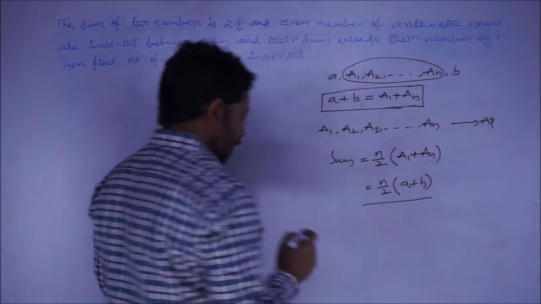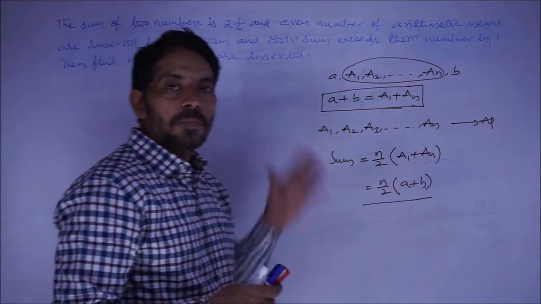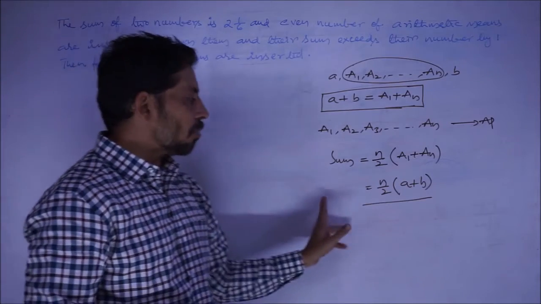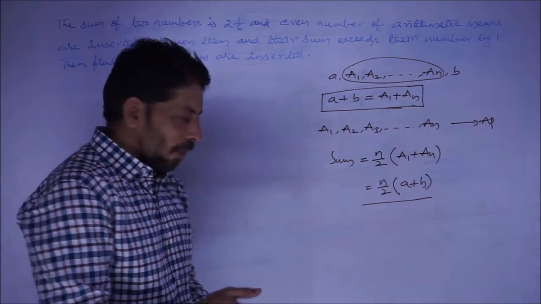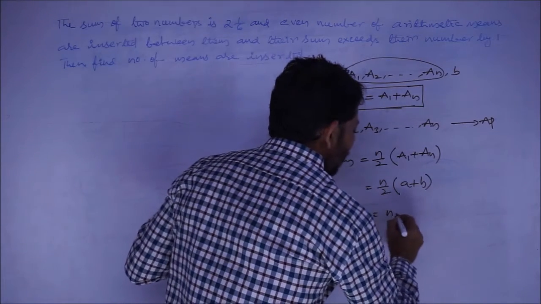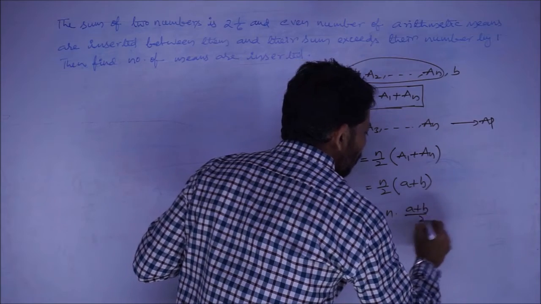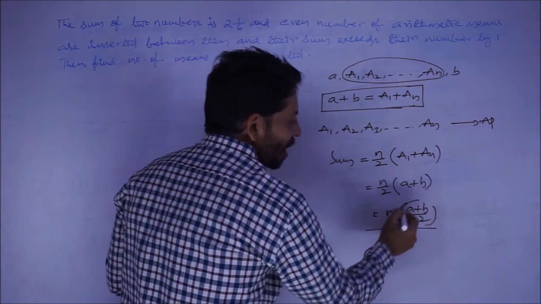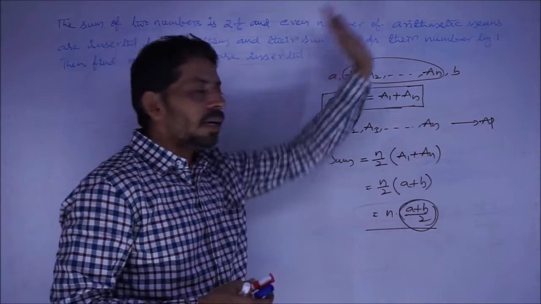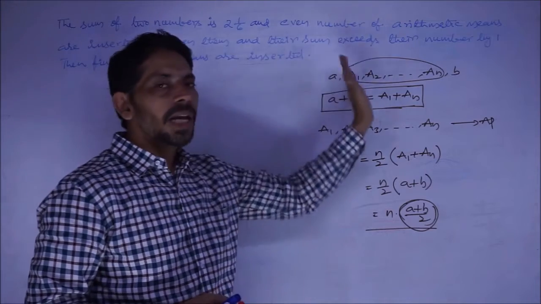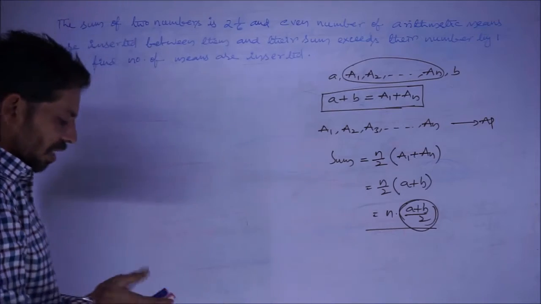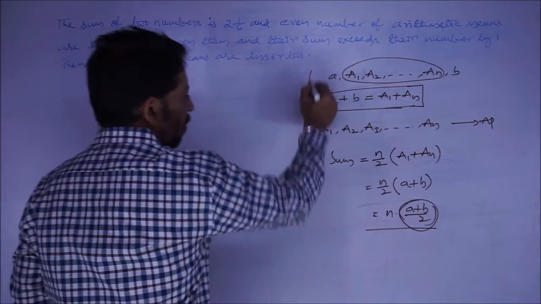If you remember this, if n AMs are inserted between two numbers A and B, then the sum of all AMs equals n by 2 into A plus B, or else we can write this as n into (A plus B) by 2, that is n times the single AM between them. That is, if n AMs are inserted between any two numbers, then the sum of all AMs equals n times the single AM between the two numbers. Please remember this, so that this problem becomes very easy for us.